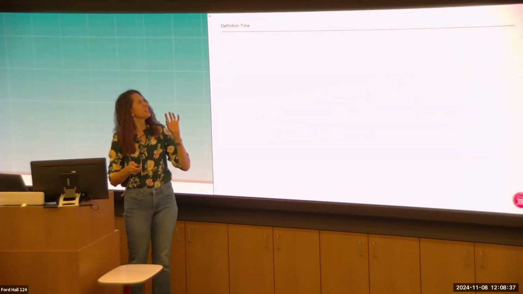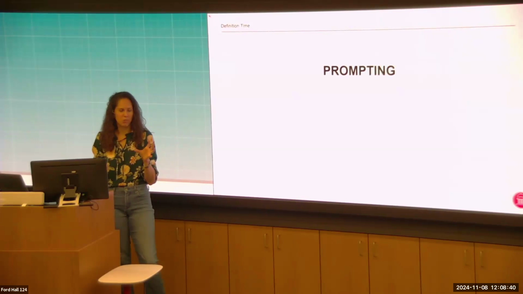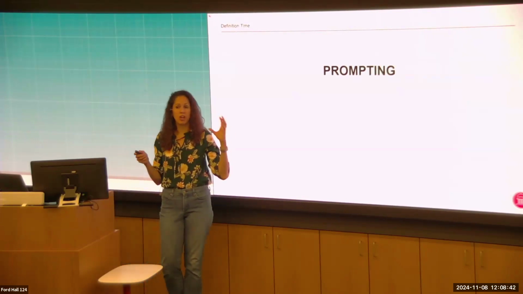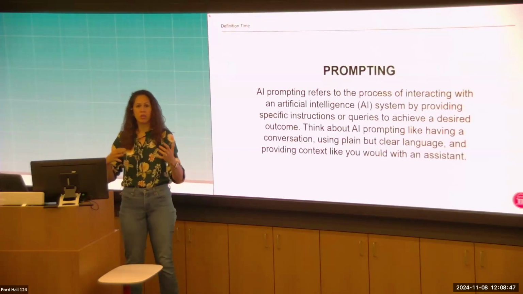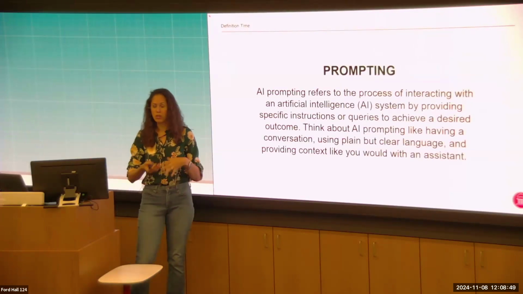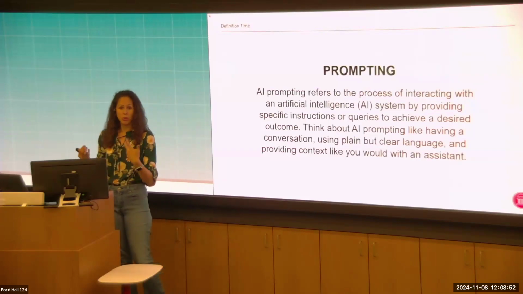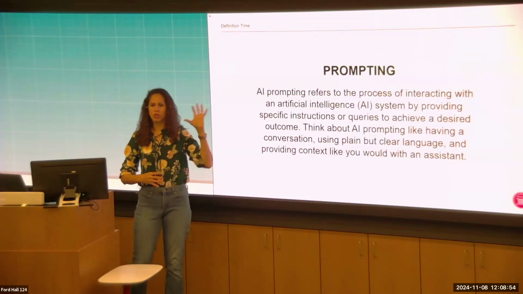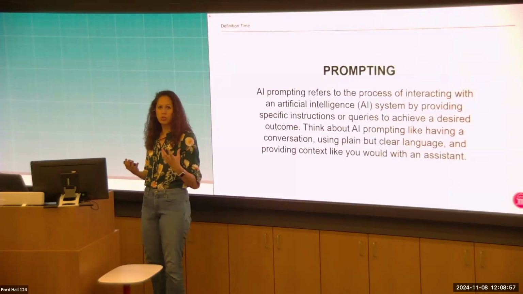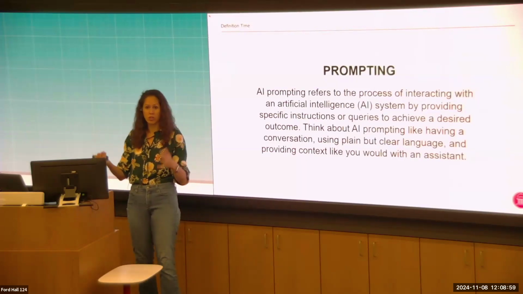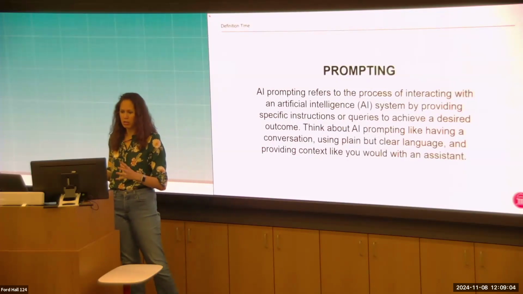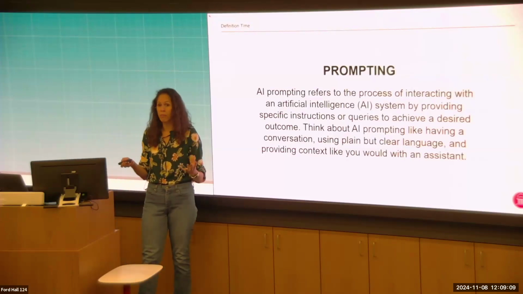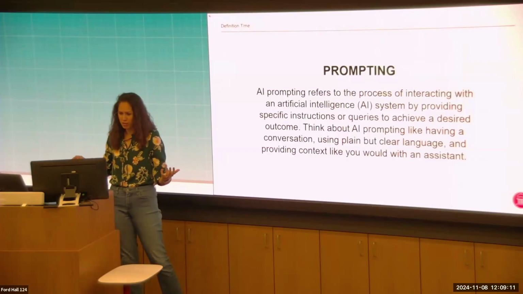So the definitions, right? Prompting is something that we're going to be talking about a lot. It's basically how you interact with AI. Before, we used to talk to computers with code, and now with this new version of generative AI, we can use regular language to talk to them. So when we say we're going to create a prompt, it is how we are going to talk to these generative AI systems, to tell them to do what we want them to do for us.